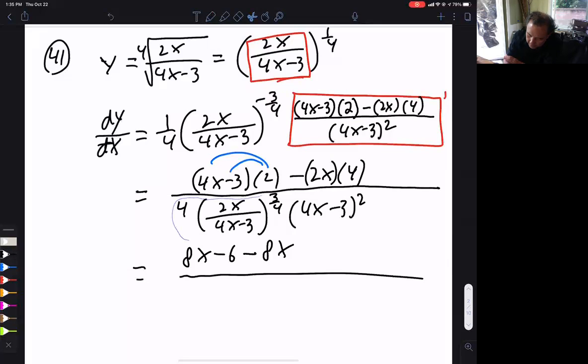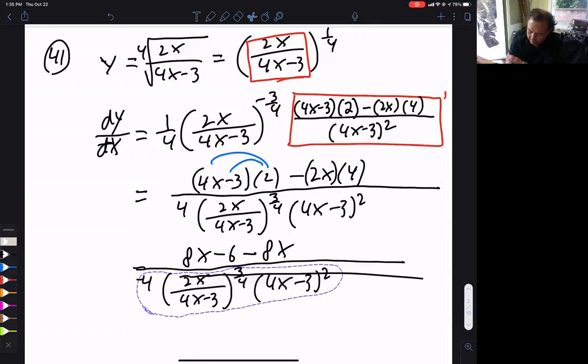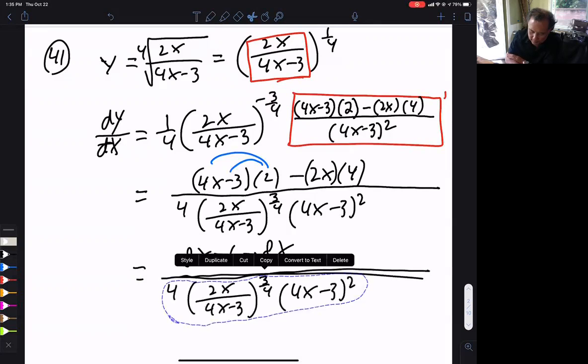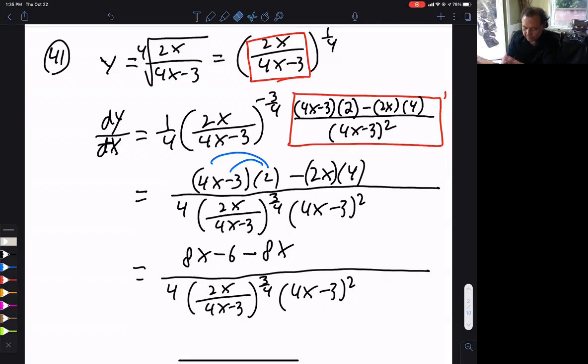So I'm going to try to copy and paste that so I don't have to rewrite all that. Copy, can I paste it? Bam! Well, it took the fraction bar with it, so I'll take it. Get rid of that one.